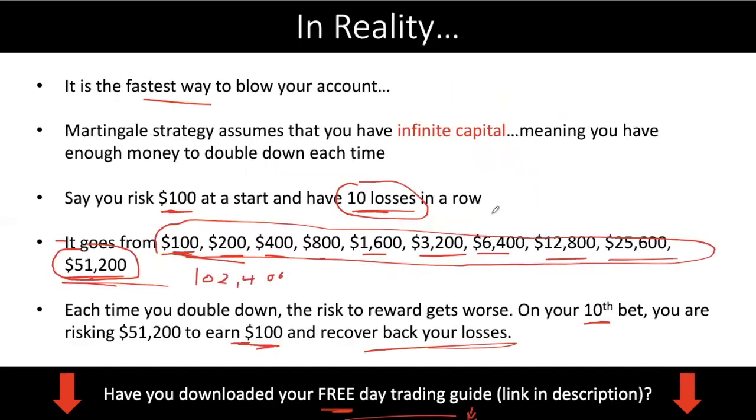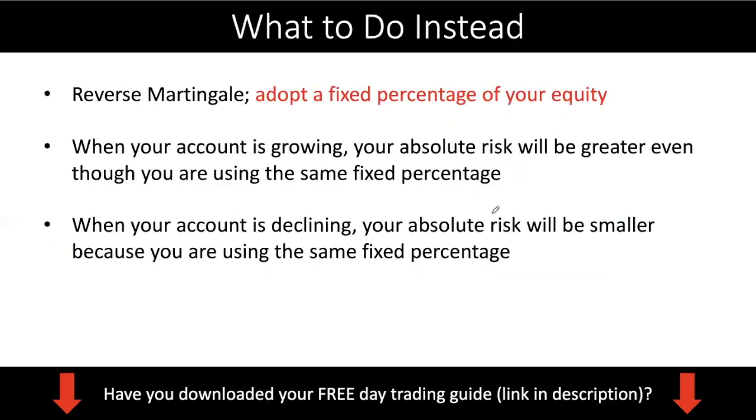Now, as always in this channel, I don't just want to tell you what not to do. I want to show you what to do. What is a better strategy? I want to give you a strategy that is more stable. It's superior compared to the martingale. It's what I call the reverse martingale strategy, which is basically you want to adopt a fixed percentage of your equity. In the next slide, I will show you an example, but let me just explain how this works first. Very simple.